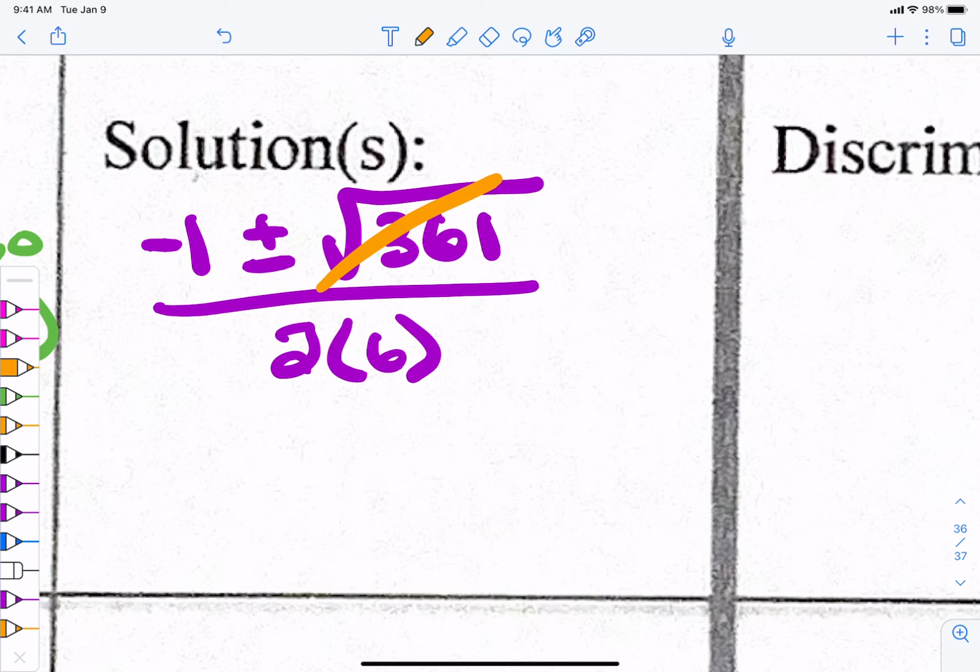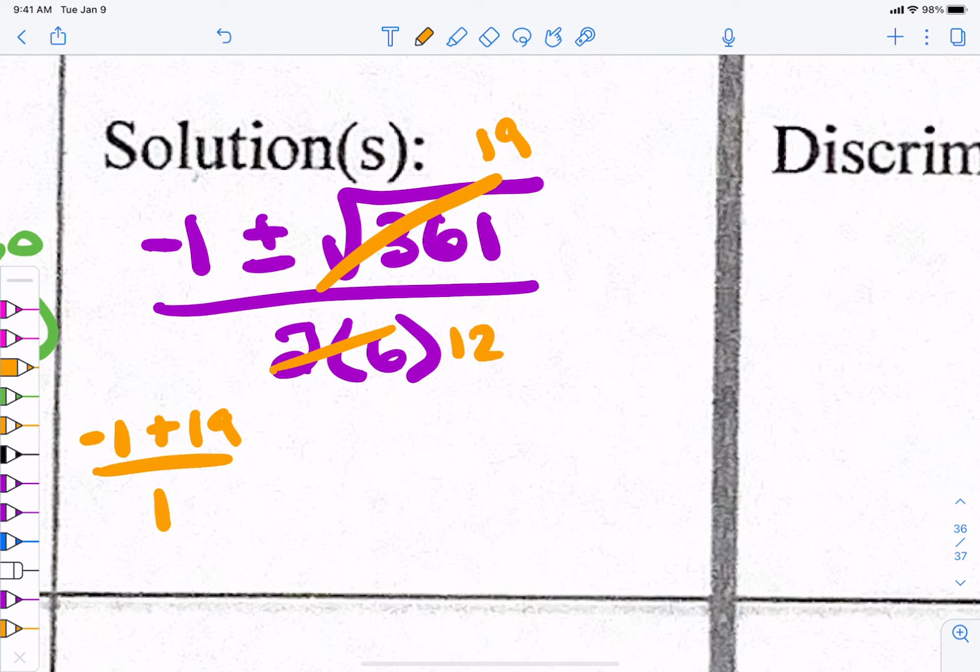I didn't think it came out nicely. I thought 361 was prime, but it's not. It does come out nicely. It's 19. Okay, all over 12. So I have two answers. I have negative 1 plus 19 over 12, and I have negative 1 minus 19 over 12.